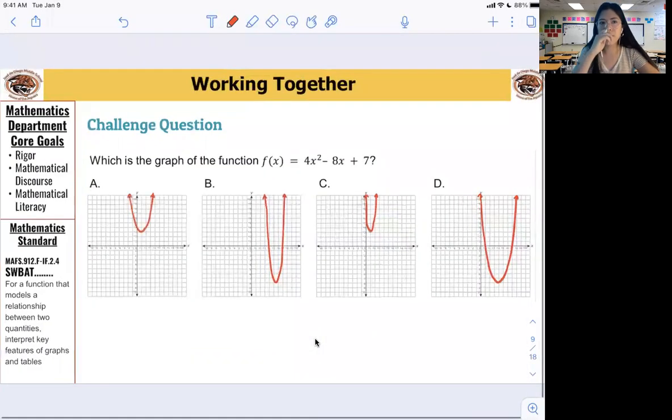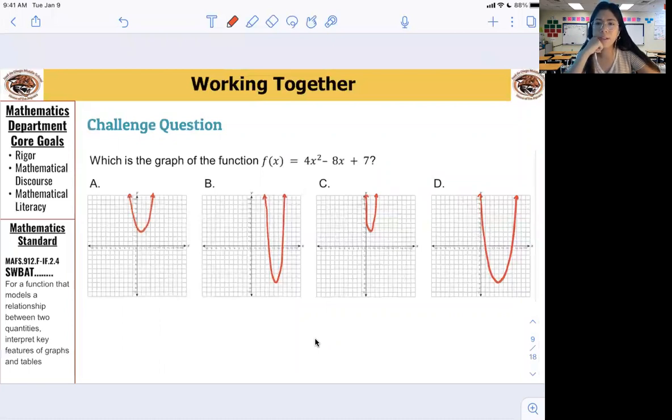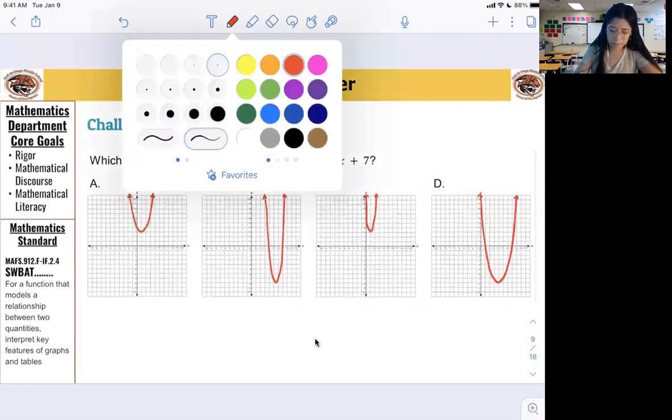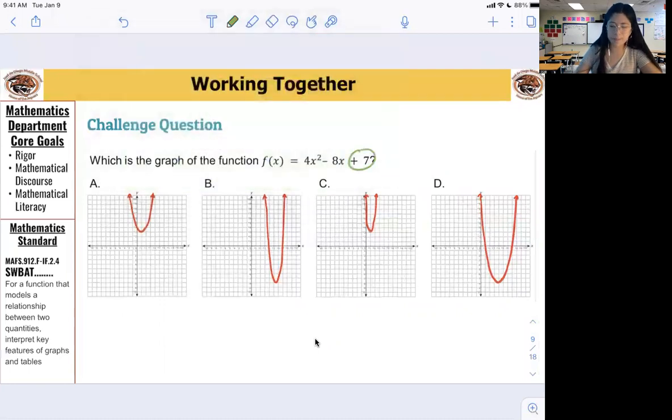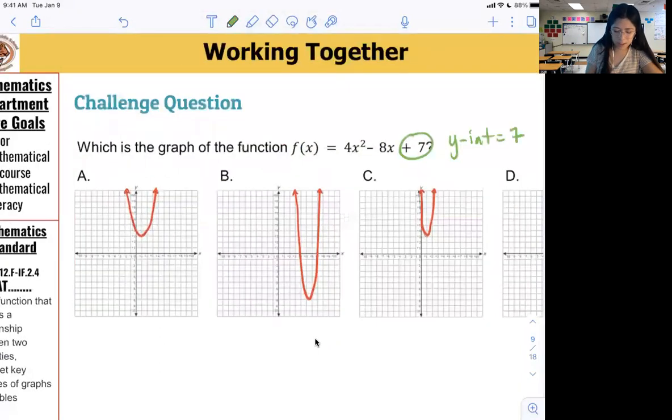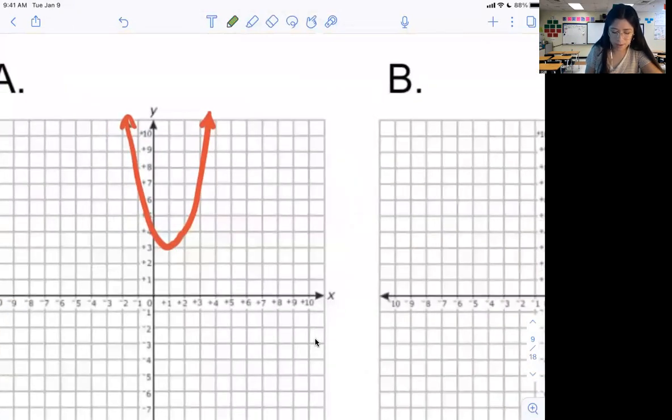Here we go. So here's my equation. I'm in standard form. What does standard form tell you again? Standard form tells you the y-intercept. The y-intercept. So I know that my y-intercept is positive 7. Okay, let me take a look. Is this going through the 7?